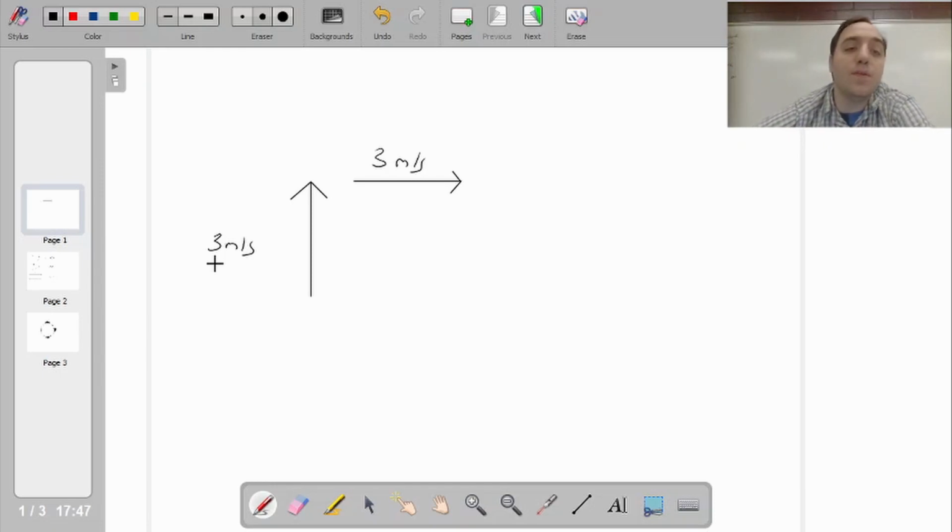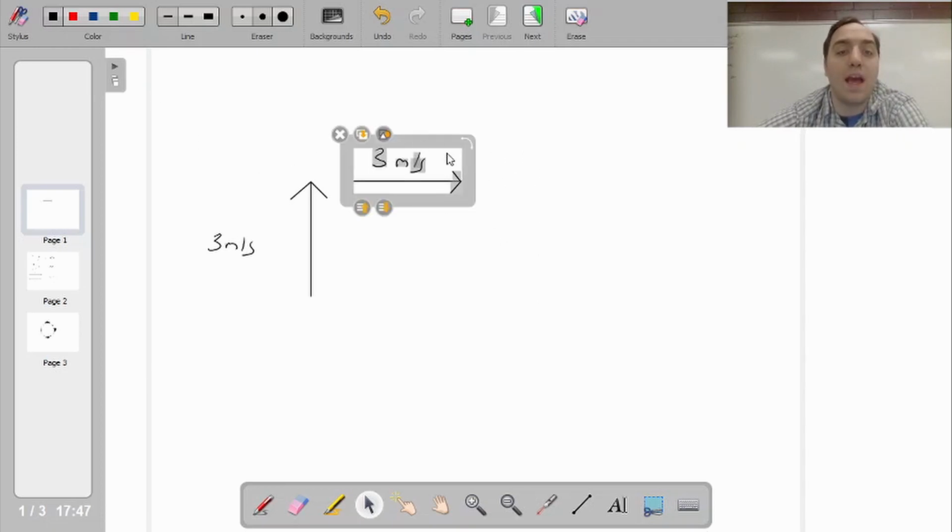But the difference between these is the change in direction. They're not pointing in the same direction. And because velocity is a vector and thus is direction dependent, these are different velocities. What we have here is a change in velocity.